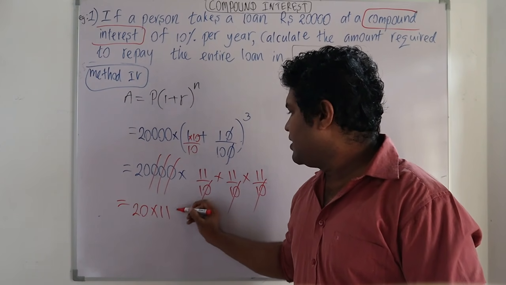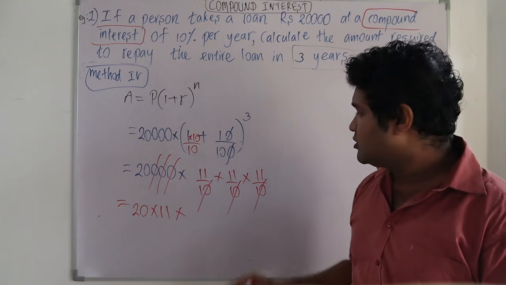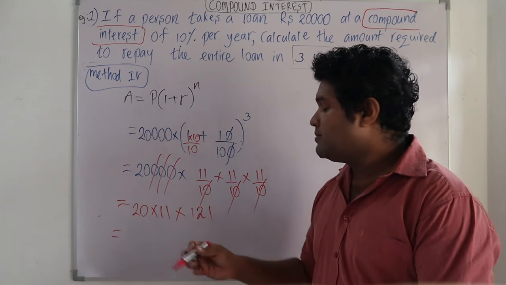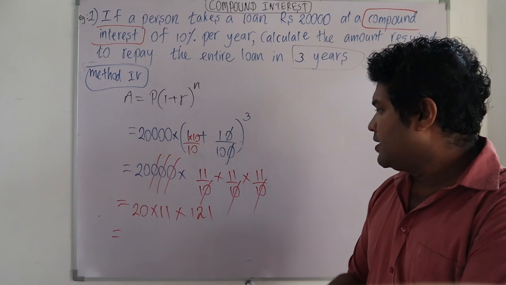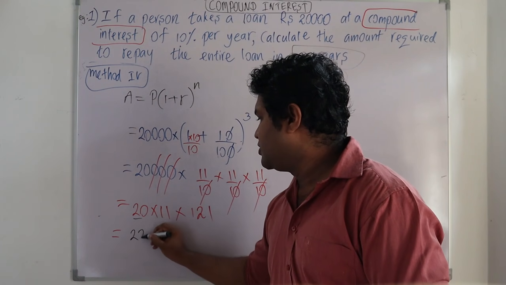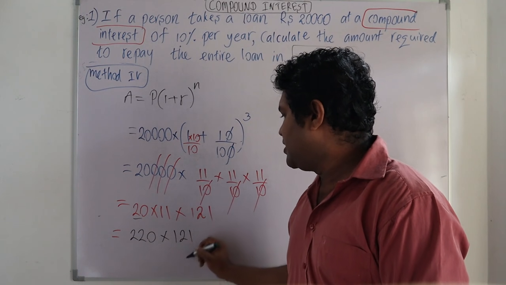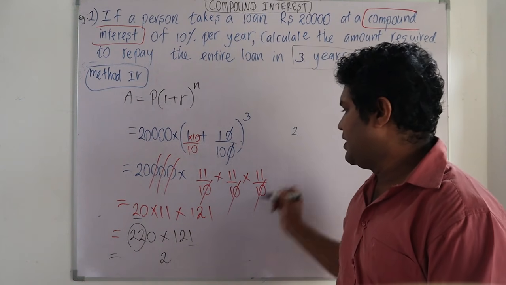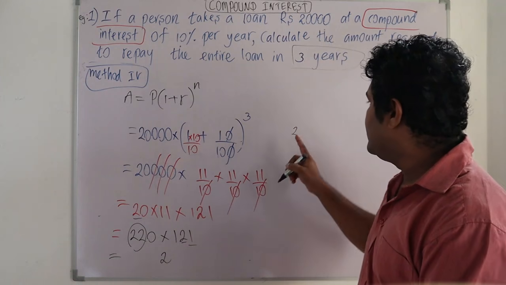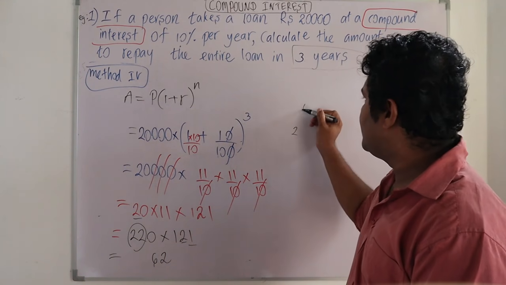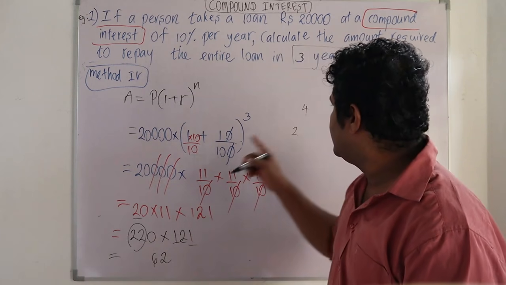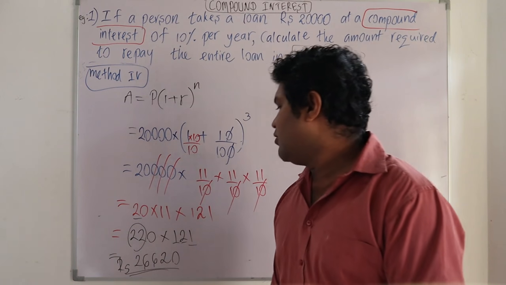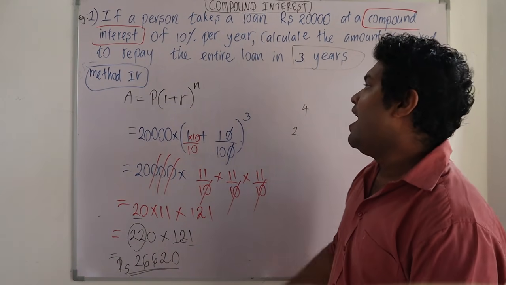20 into 11. I didn't write the last two lemons because 11 times 11 is 121. I can write 121. And 20 times 11, what's the answer? 11 times 2 is 22 and 0, and 121. We can multiply 22 times 1, 22. 2 is remaining. 22 times 2, 44. With this 2, 46, 4 is remaining. 22 times 1, 22. With this 4, 26 and 0. The answer is 26,620. The same answer has come.